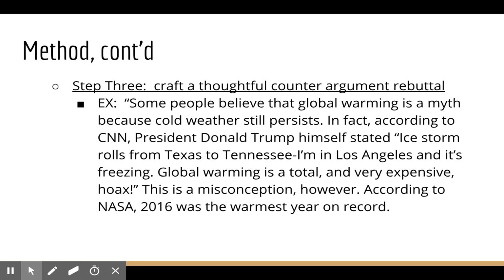So let's pull this counter-argument rebuttal apart. First, the writer is addressing the main point of the opposing side. Then they refute it with evidence that contradicts the main point.